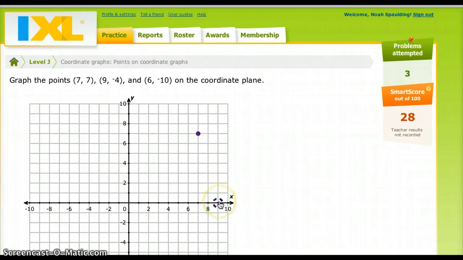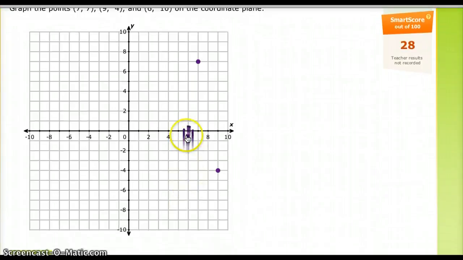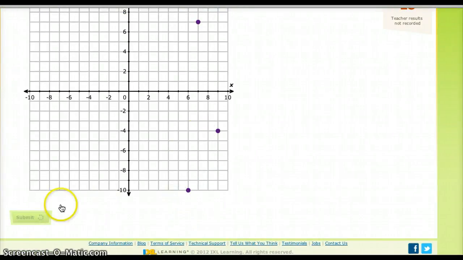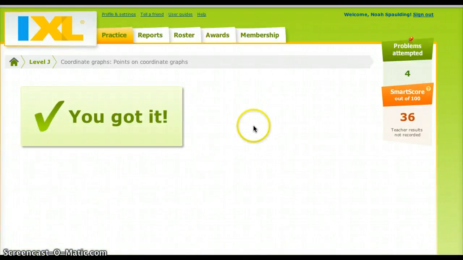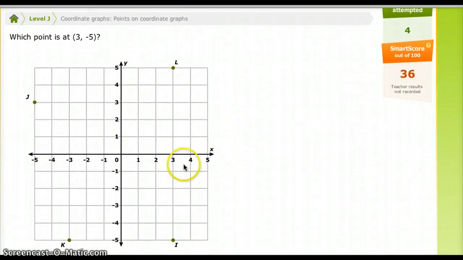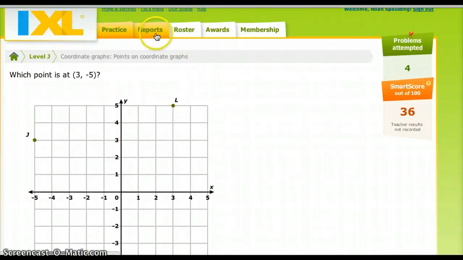Then -4. All right. We're not going to go up, we're going to go -4, so that's down 4 as our second point. Third, 6, -10. We want to go to the right 6 and then down 10. Make sure that you line it up perfectly, and there it is. Okay, and I just need to hit submit. All right, there we go. So you get the idea. All right, same thing with point, and you can go ahead and do that one.